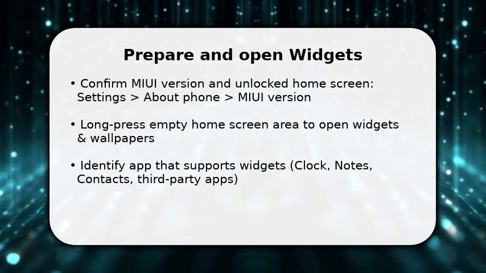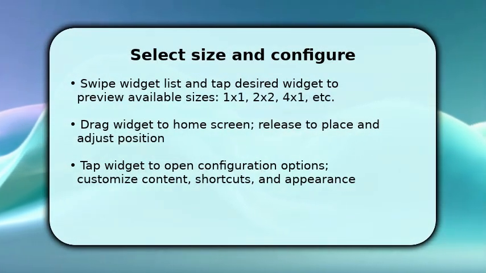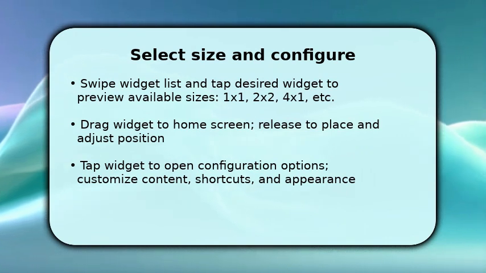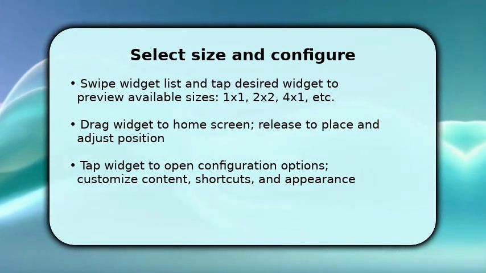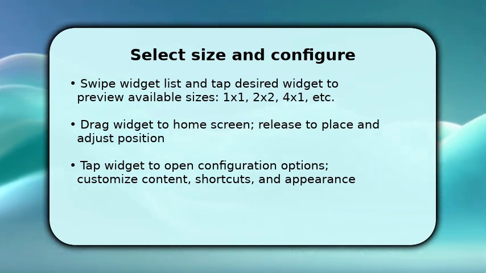Next, swipe through the widget list and tap the widget to preview available sizes. Choose 1x1, 2x2, 4x1, or custom sizes depending on space. Drag your chosen size onto the home screen and release where you want it, then hold to fine-tune alignment.